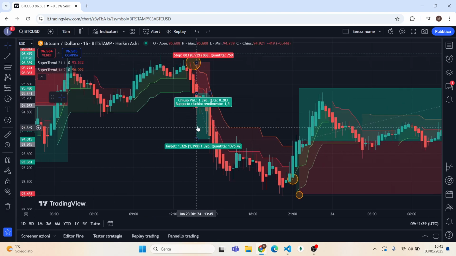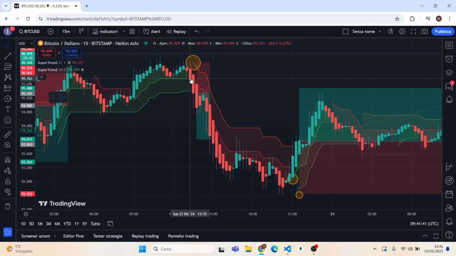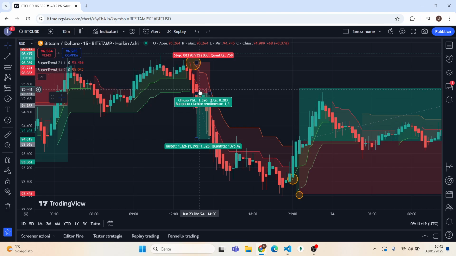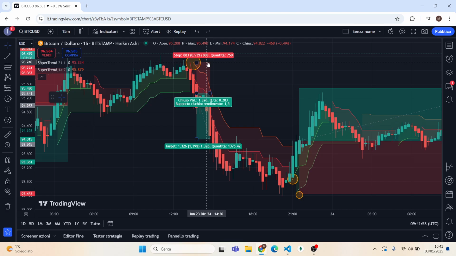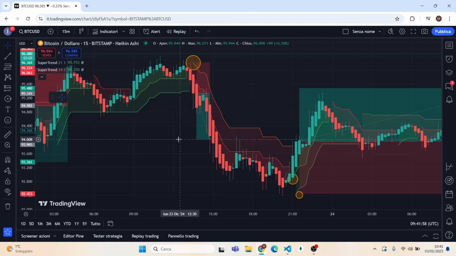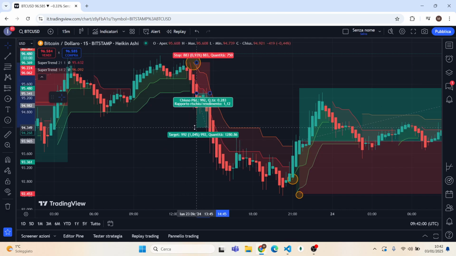Let's see another trade. Now a short one. As you can see, the two super trends turn red, so you can open your position, setting your stop loss to the highest super trend, as you can see here, and risk to reward ratio 1 to 1.